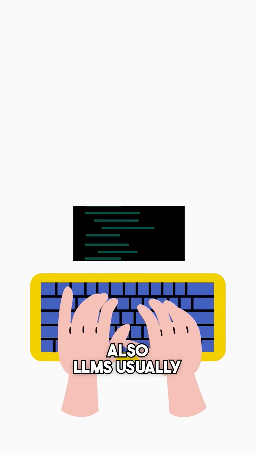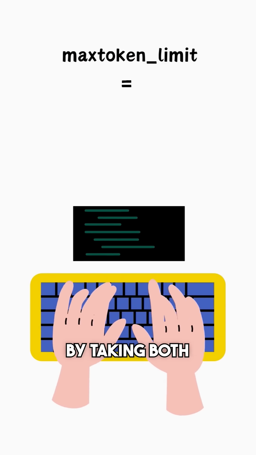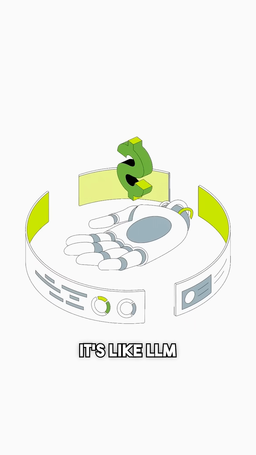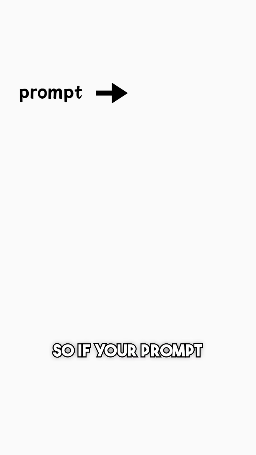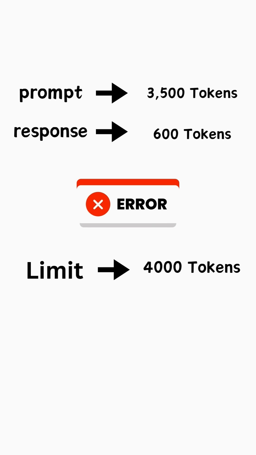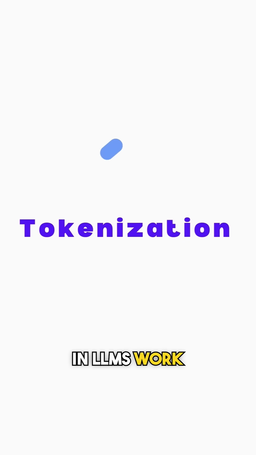Also, LLMs usually consider the max token limit by taking both your given input and the generated output into consideration. It's like the LLM has a text budget. So if your prompt uses 3,500 tokens and the response needs 600 tokens, but the model limit is 4,000, boom, it throws an error. So this is how tokenization in LLMs works.